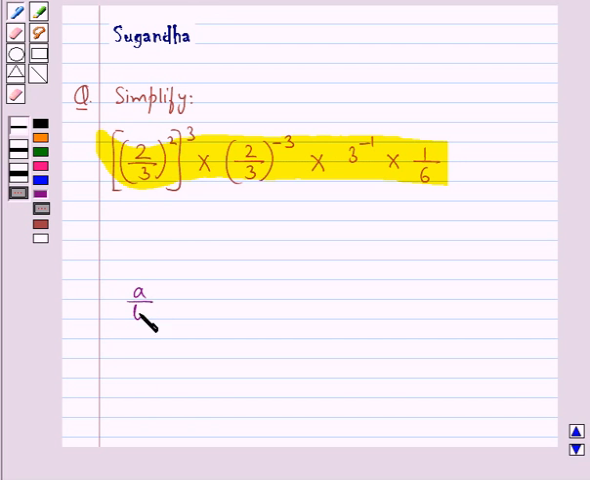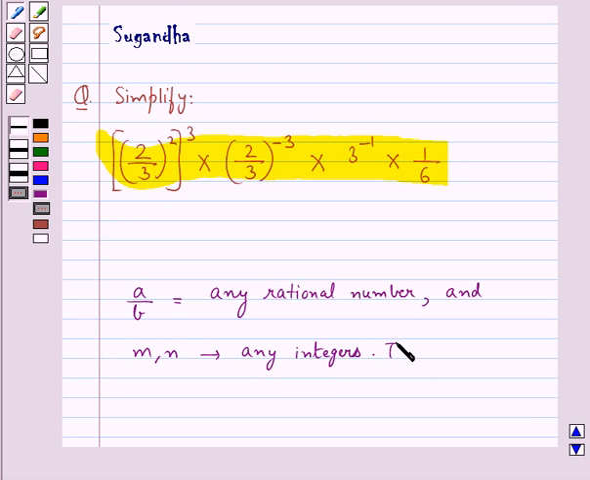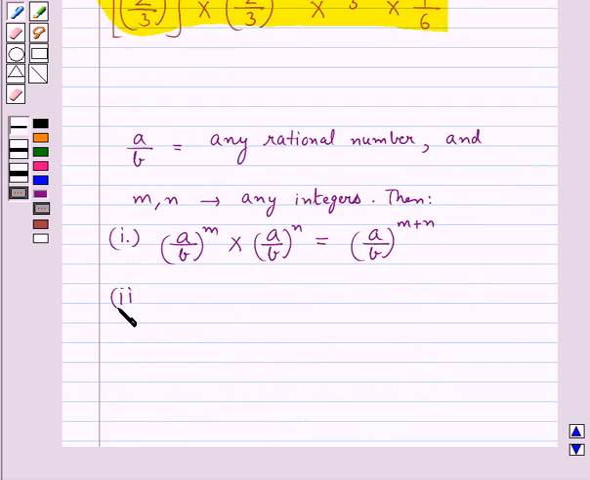Let A/B be any rational number and m, n be any integers. Then we have (A/B)^m into (A/B)^n is equal to (A/B)^(m+n). Then ((A/B)^m)^n is equal to (A/B)^(mn).